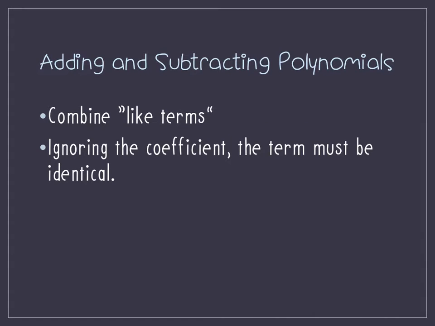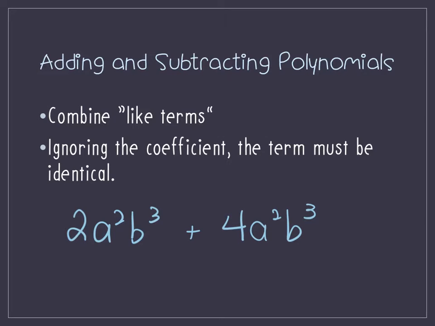So we start with the basics of polynomials, adding and subtracting polynomials, and hopefully you remember this. But in order to combine like terms, we ignore the coefficient to see if we can combine these. We look at the rest and say the term must be exactly the same as the second one. So if I had a 2a squared b to the third, then I can add that to a 4a squared b to the third because these are exactly the same. On both of those terms, the a is raised to the second and the b is raised to the third.